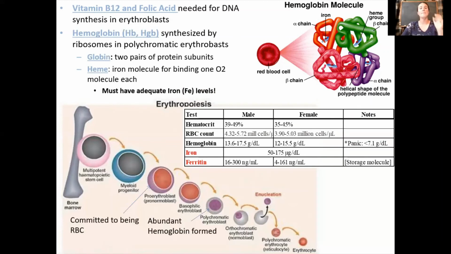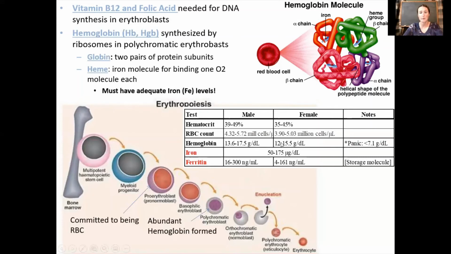Okay. In order to actually make hemoglobin, you not only need the DNA, you not only need the amino acids to build the proteins, but also you need to have enough iron. And so when we look at blood test results, oftentimes you will see iron levels and ferritin levels. Okay, iron itself, of course, is directly incorporated into hemoglobin.